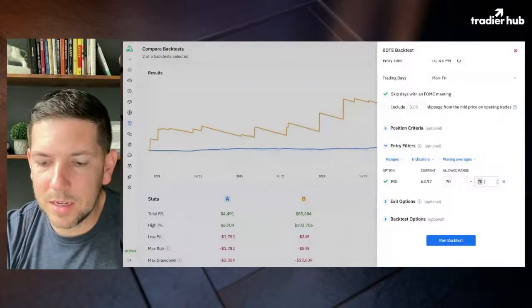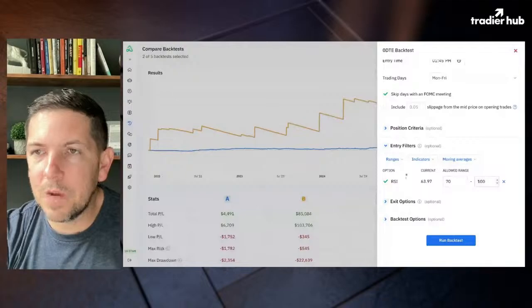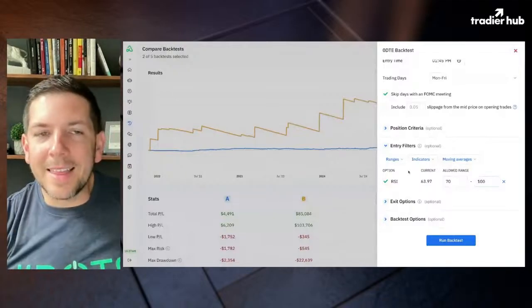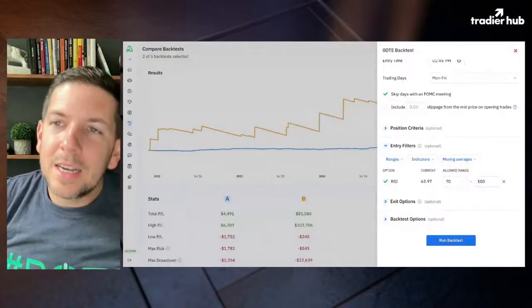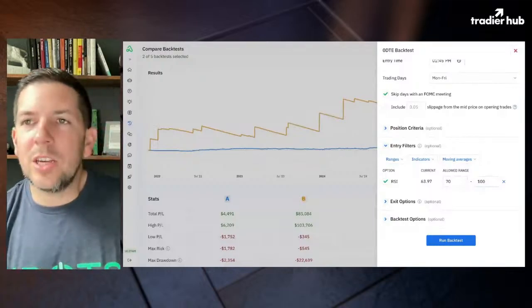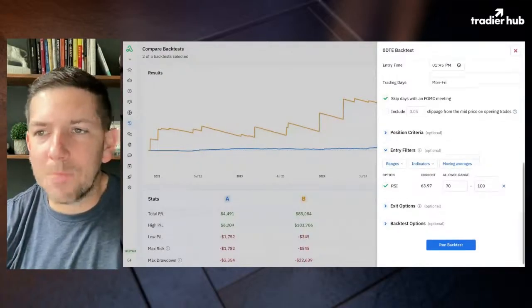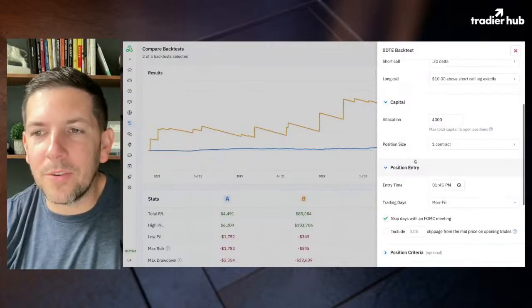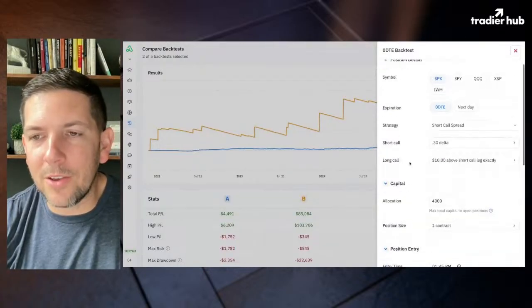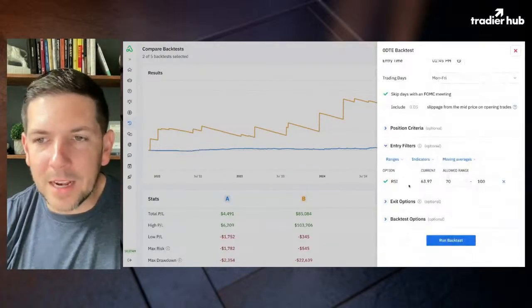The max here is 70 to 100. So if RSI is high, that's the only time we're going to get into this. There's a little bit more of a selective strategy, and I'm just doing this because of time constraints. We don't have the time to go through just the base model, but I would test this base model first, see if there's anything there. But I want to show you guys how you can test this with different exit options, etc.